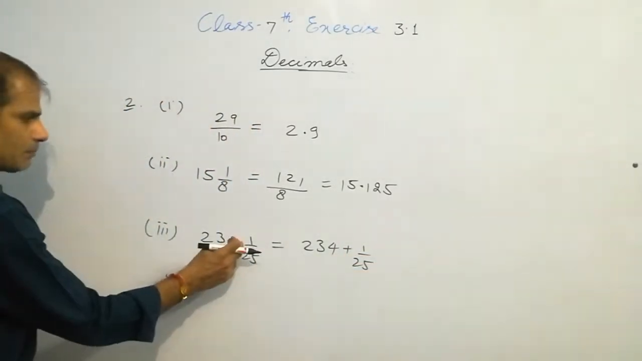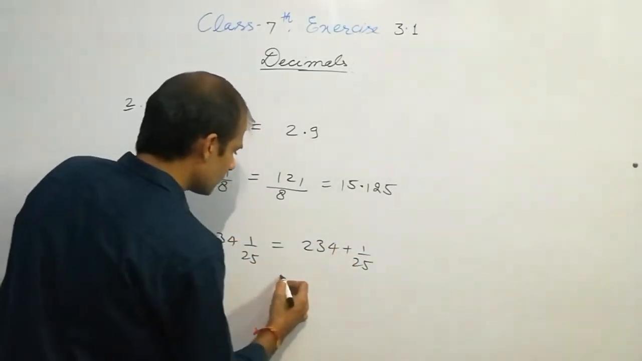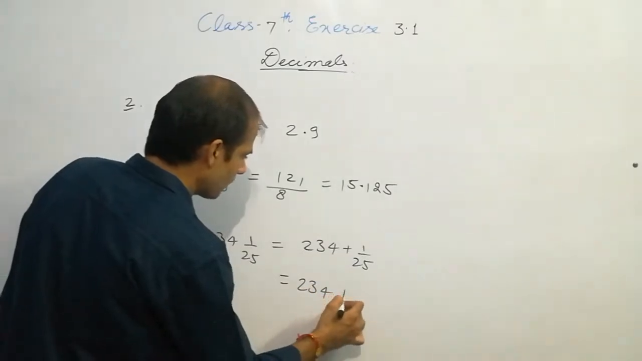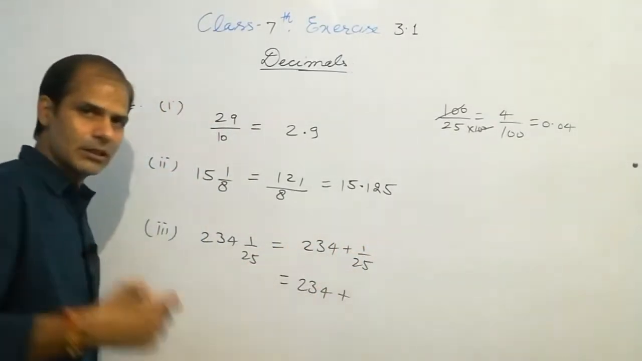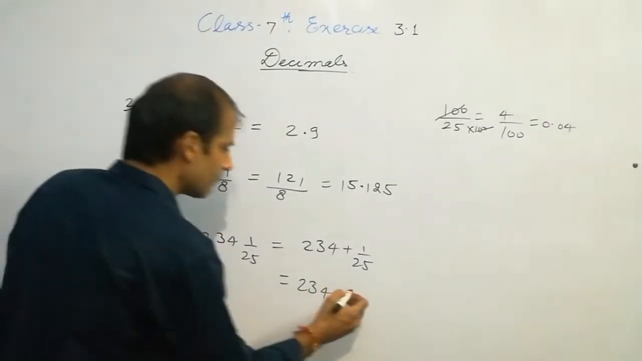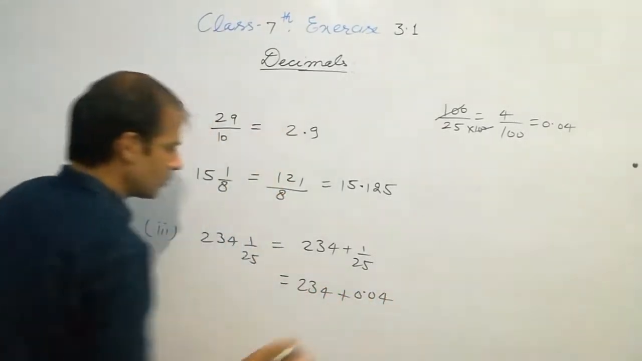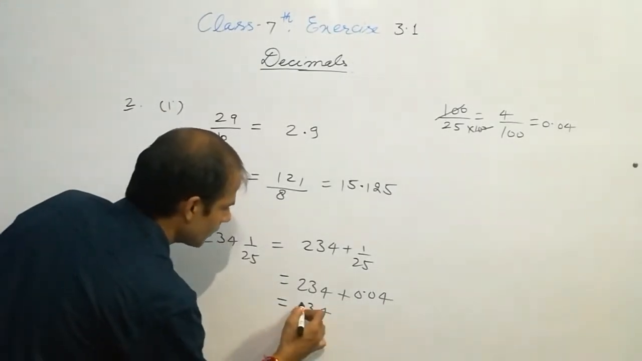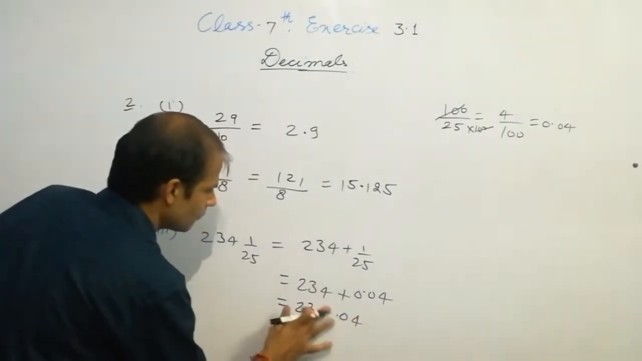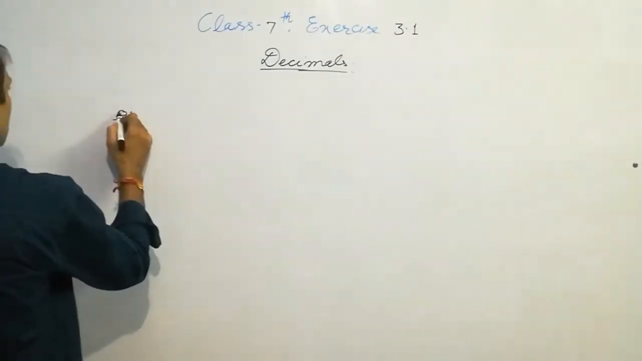Okay, हमें यहाँ पे बीच में प्लस साइन लिखना है. Now you have to remember that what is the value of 1 upon 25. आप 1 को 25 से डिवाइड करो और चेक करो कि क्या वैल्यू आती है. वो आएगी 0.04 and finally add both these, you will get 234.04.